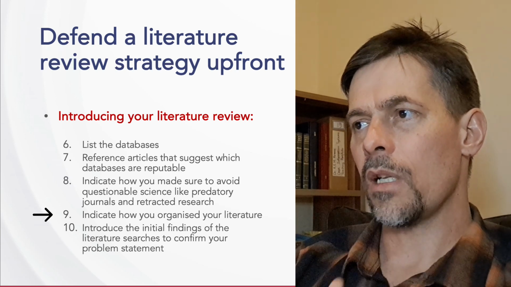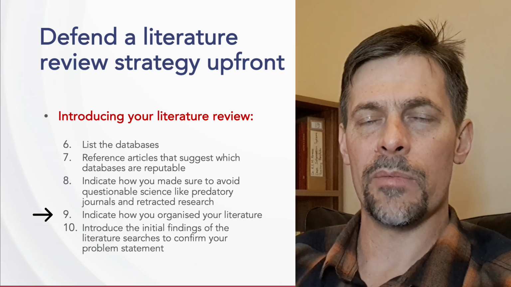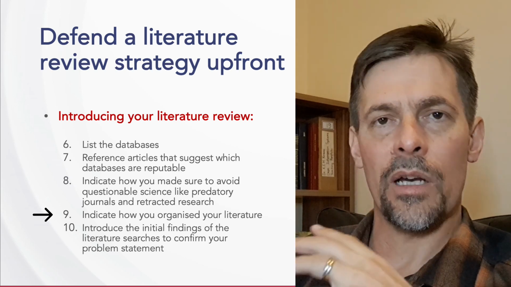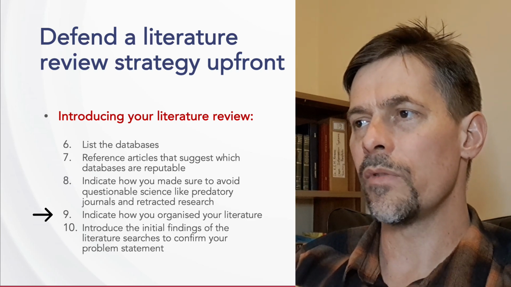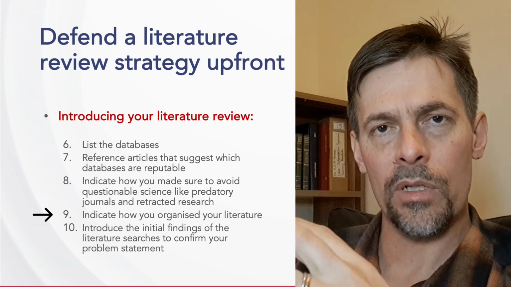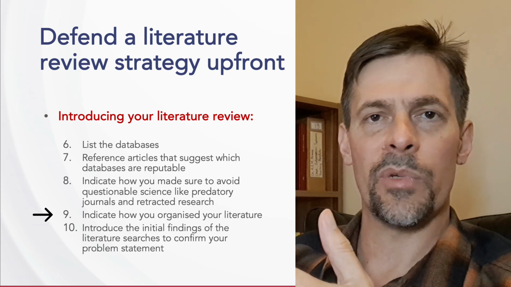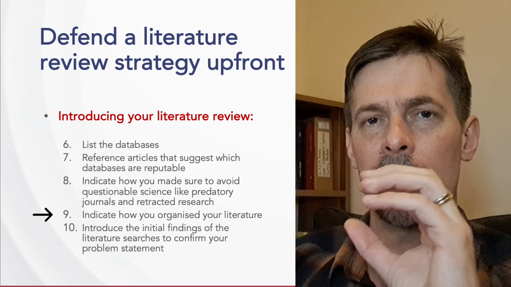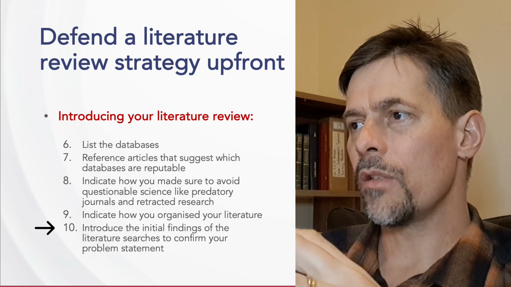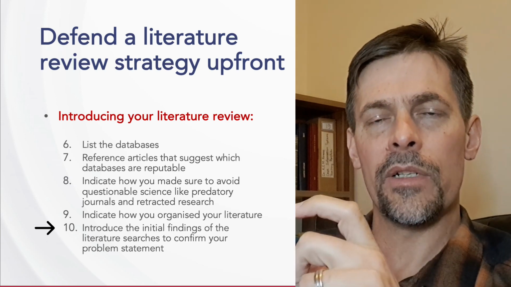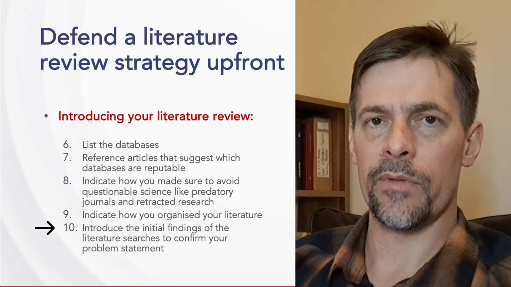Then indicate how you've organized your literature, because as I said, you might have read 300 papers, but you decided on 80. To cope with the amount of papers, it's really useful to have an explanation of how you organize yourself. For that, you could use tools like Mendeley or even just a spreadsheet where you give your reference and your reflection about each of those. And then introduce the initial findings of the literature searches. This really helps to confirm your problem statement even before you write your review of literature.